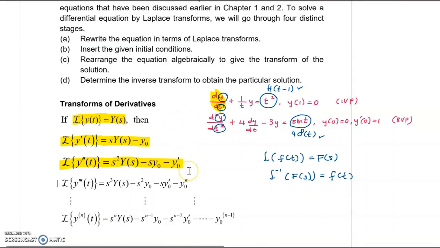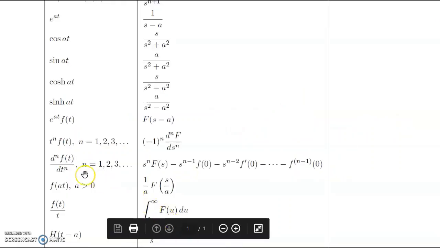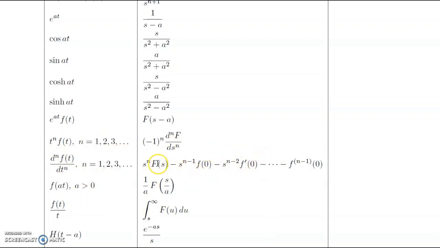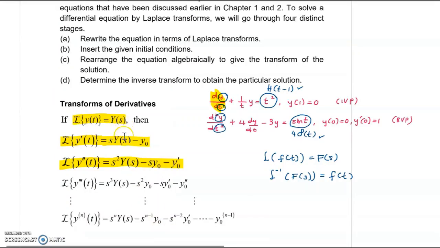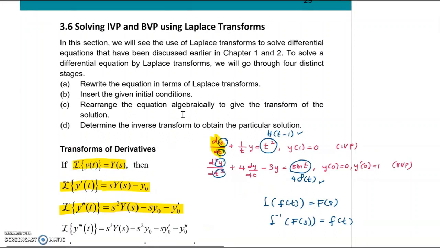I would suggest you just memorize these three formulas, because from my past experience, students get confused with this one and tend to write capital F instead of capital Y. So you might want to memorize these three rather than the general one or referring to the table of Laplace. To solve the IVP and BVP, you will basically do these 4 steps. The first step: rewrite the equation in terms of Laplace transform.